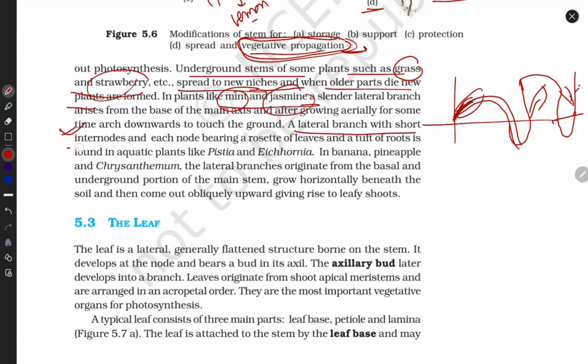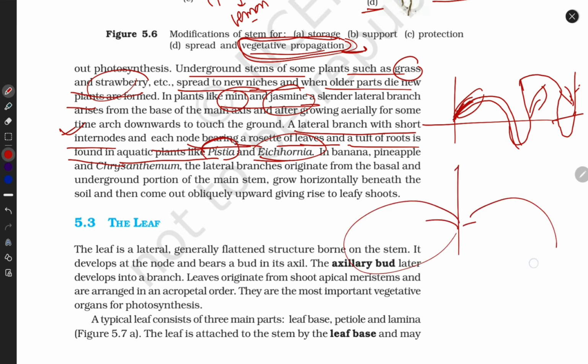The lateral branch with short internode and each node bearing a rosette of leaves cut off the root, found in aquatic plants like Pistia and Eichhornia. Guys, their stem part, how do they adapt, their leaf part, how do they adapt? They increase their diameter, so they can easily float on the water medium.